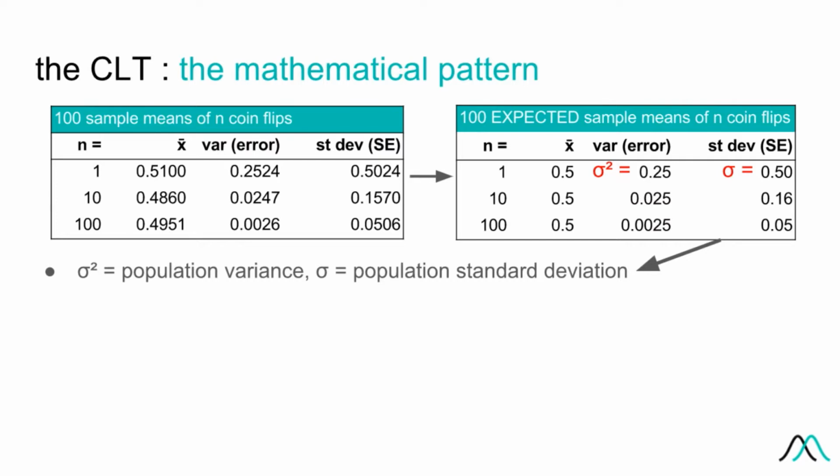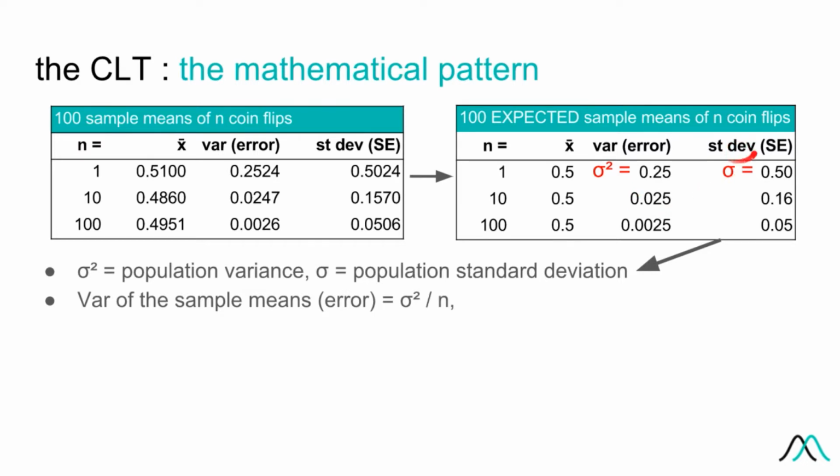So for a fair coin with an expected center of 0.5, the individual variance is 0.25. And because standard deviation is just the square root of this, the standard deviation of the population is expected to be 0.5. Now, where n is greater than 1, the expected variance of the distribution of sample means is sigma squared divided by n, the original population variance divided by n.